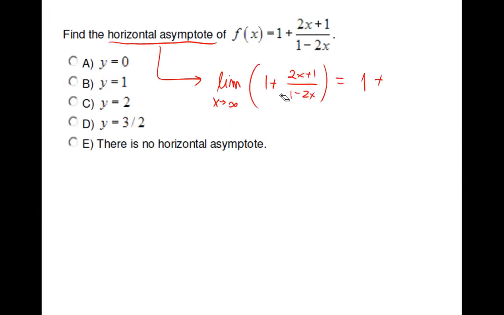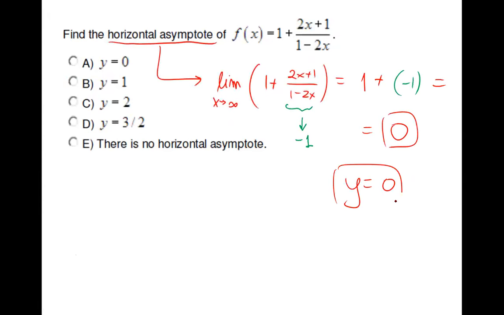And then what is the limit of this part at infinity? 2x plus 1 over 1 minus 2x. Right? What is the limit at infinity of this part? It's -1, right? That means what is 1 plus -1? Yes. And this is a horizontal line, 0, and that's the horizontal asymptote.